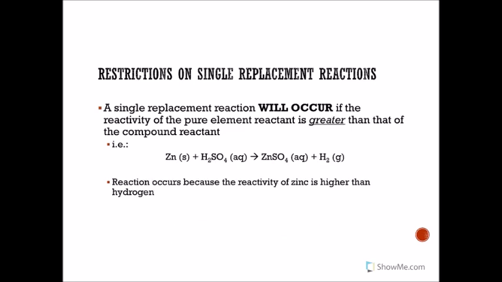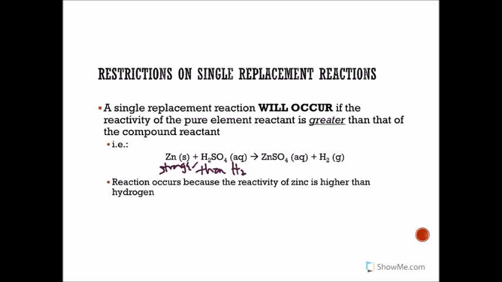It will occur if the reactivity of the pure element is greater than that of the compound reactant. So in this case, zinc is stronger. If we look then at hydrogen on our activity series chart, zinc is farther down the chart, so we know it's stronger, which means a reaction will occur.